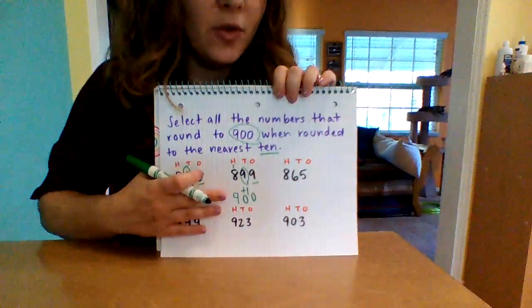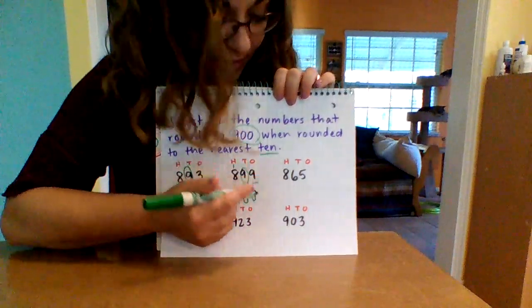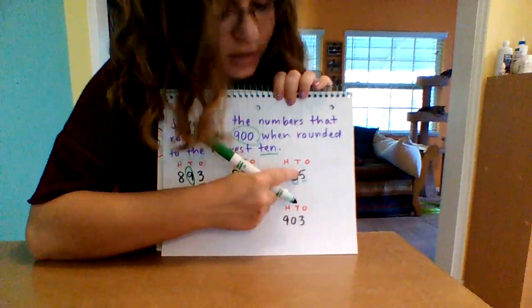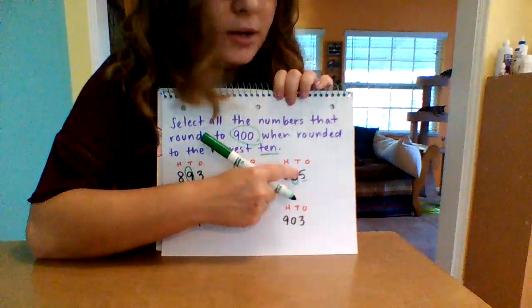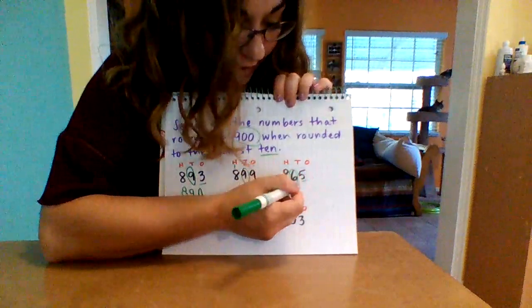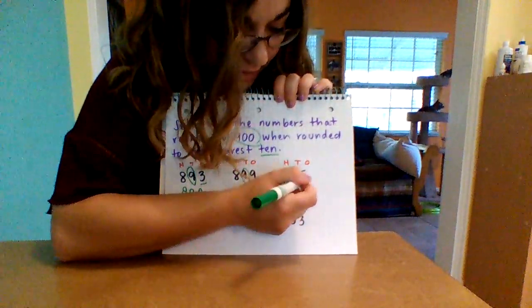Okay, so far we have one number that rounds to 900 when rounded to the nearest 10. Let's look at the last one. Find the place value. That's the tens place. Circle that digit. Move to the right and underline it. 0 through 4. No. The circle stays the same. 5 through 9. Yes. Adding 1 is the game. 6 plus 1 is 7.